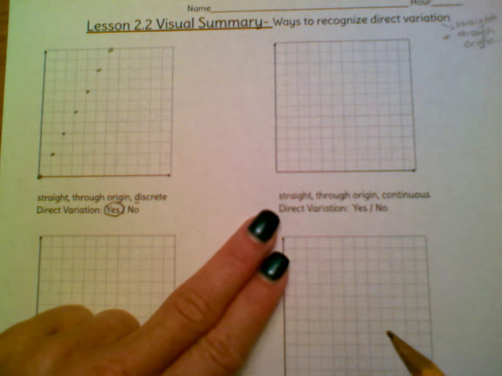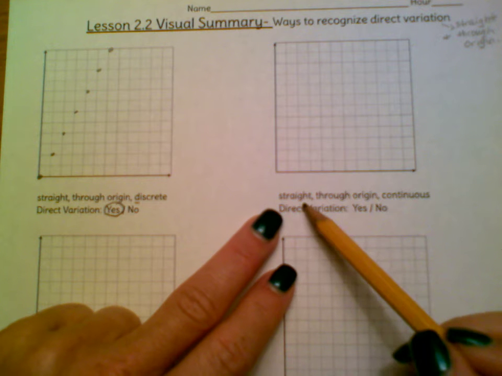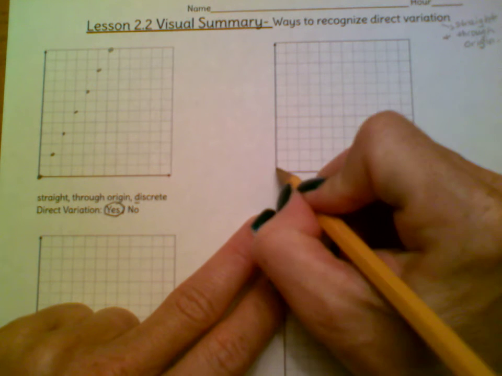Common misconception is kids think that it has to be connected. Connected is just discrete or continuous. Has nothing to do with direct variation. Okay, let's try another one. This one we want it to be straight. We want it to be through the origin.